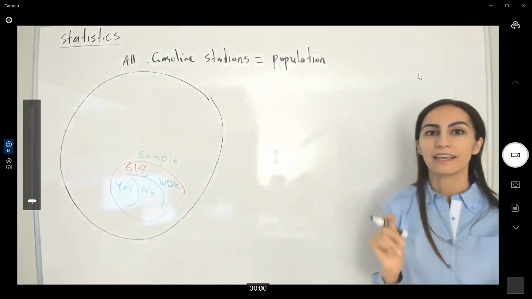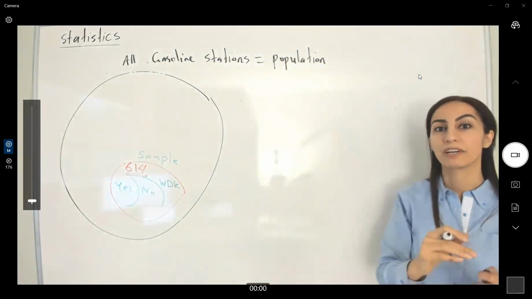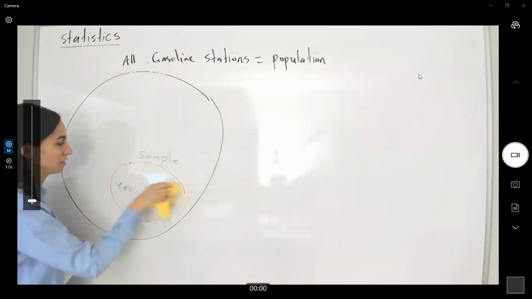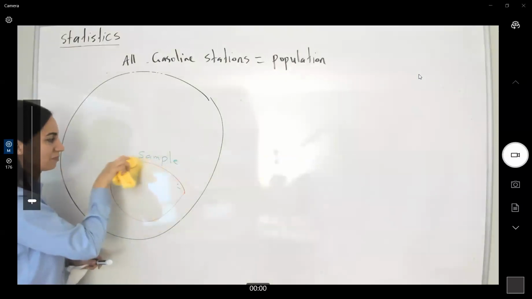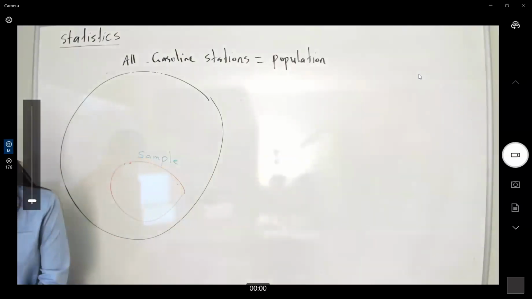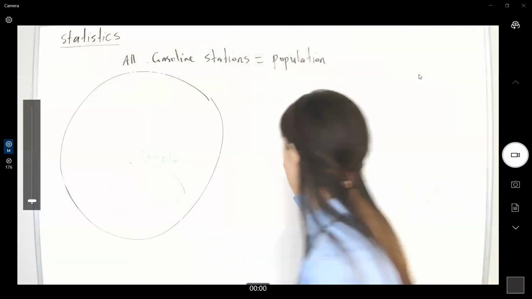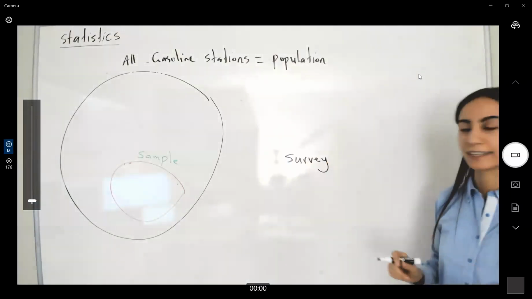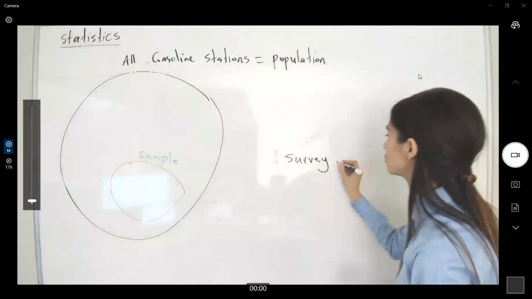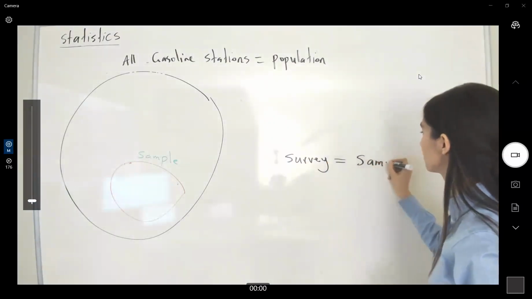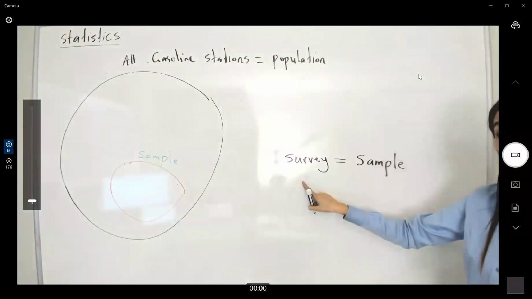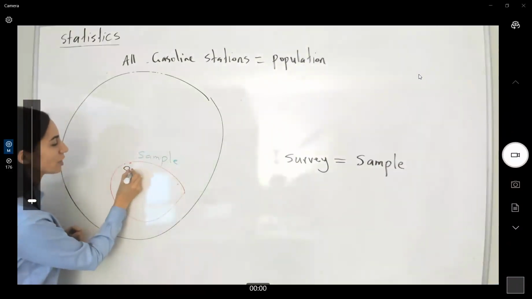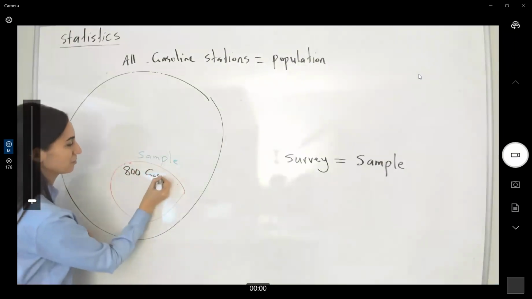Now here, 800 of them were surveyed. A small portion, just 800. So again, keyword: survey. When you see survey in a question, in an example, it means that it's related to a sample. Another keyword for you, survey. So this sample includes 800 gasoline stations.